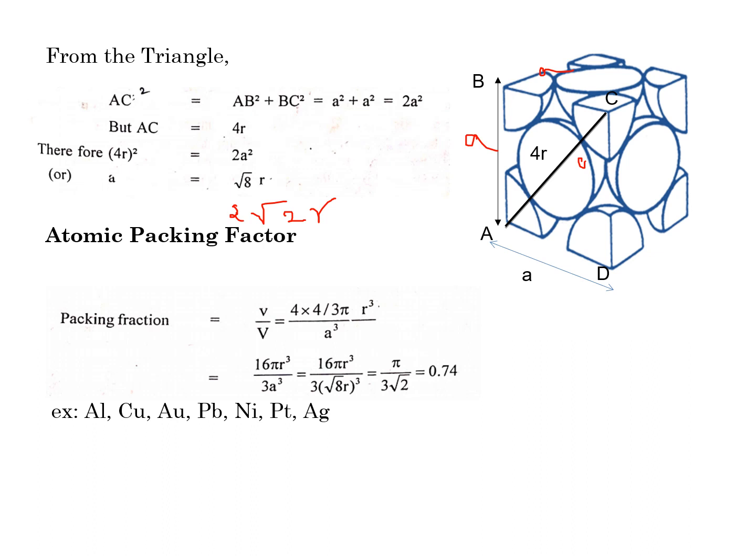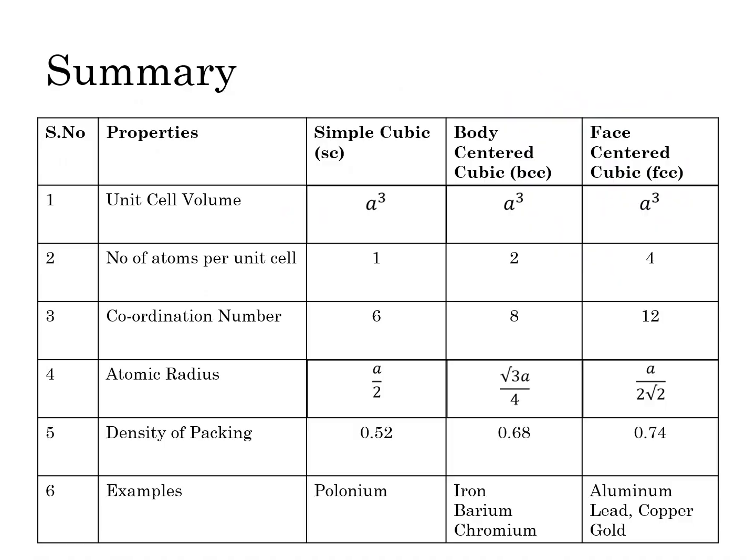The examples are aluminium, copper, nickel, gold, etc. Therefore, the summary: this is the unit cell volume. For simple cubic, body-centered and face-centered structures, all are cubic in nature. Therefore, it is a cubed.